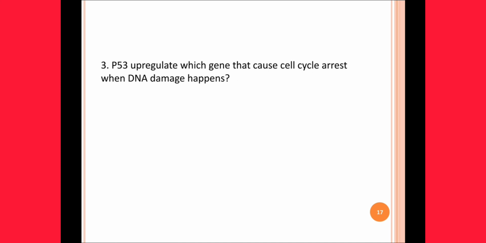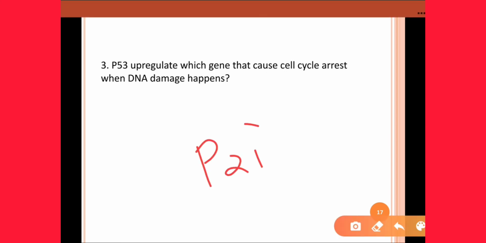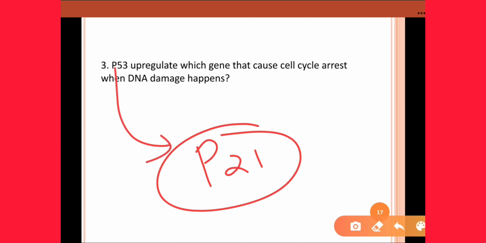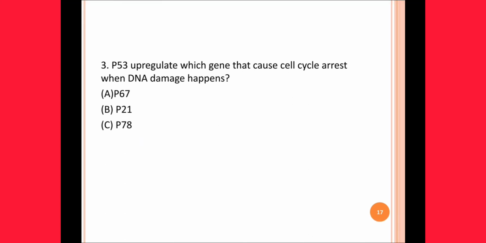Okay. P53 upregulates which gene that causes the cell cycle arrest when DNA damage happens? Obviously the cell cycle arrest is because of activation of P21 by the P53. So your answer will be P21.